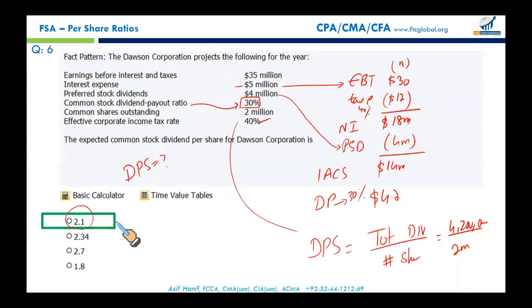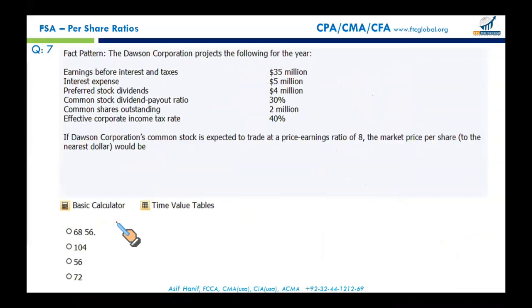We have something else in the next part. It says, if Dawson Corporation common stock is expected to trade at the price earning ratio of 8, PE ratio of this stock is 8, the market price per share would be which of these numbers?